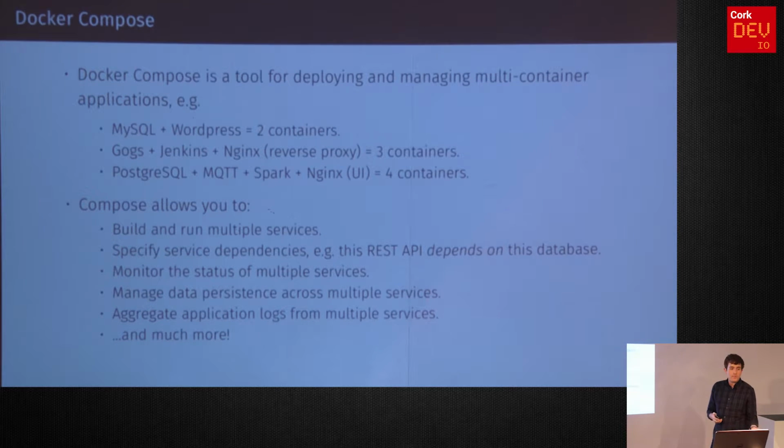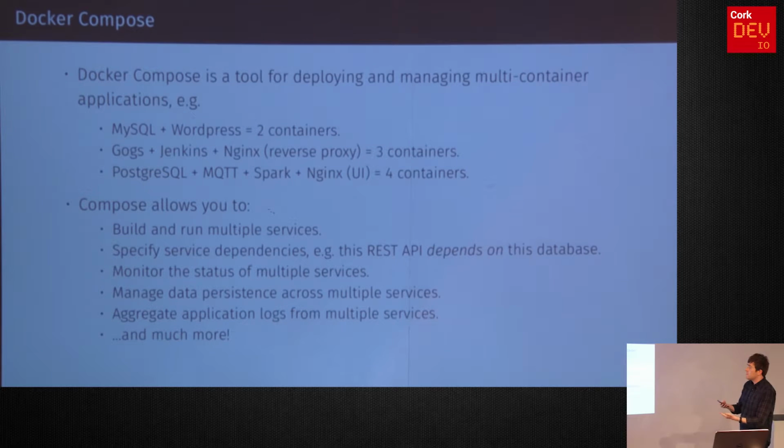So Compose lets you build and run multiple services. You can specify dependencies between your services as well. So if you have a REST API and a database, you can say, hey, this REST API needs this database to be available before it can be of use to anybody. And Docker is smart enough to start the database first, and the REST API second. There are a few caveats to that, but essentially that is how it works.